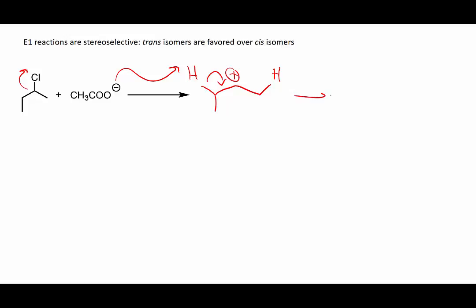There are two products that we can make. We can make the cis isomer, which would look like this, or the trans isomer, like this. Because the trans isomer is less sterically hindered, it will be more favored. There's less steric clash between those two methyl groups, so the trans form will be favored in this case.